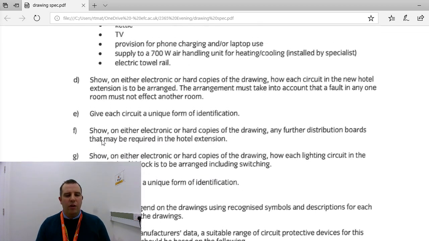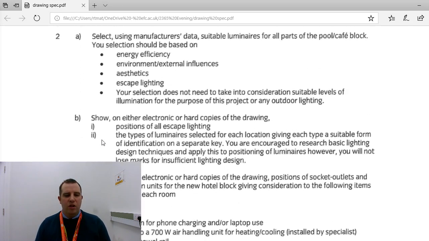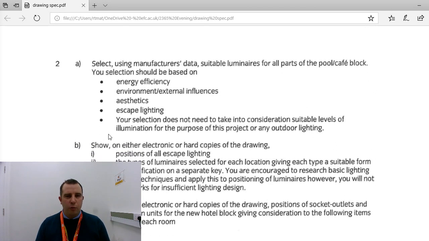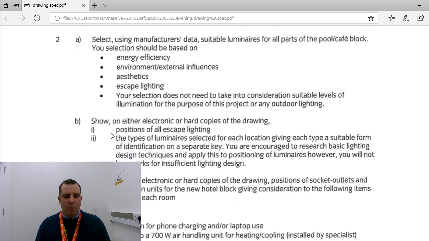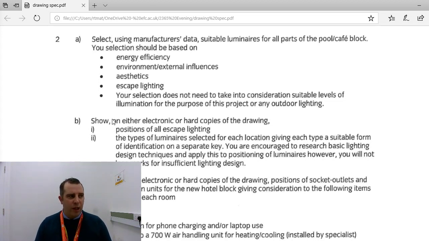But you'll find that a lot of these are quite straightforward. So what you will see is that I'm going to break this into 2 parts really. One part we're talking about lighting and one part we are talking about sockets. So the first part is question A.